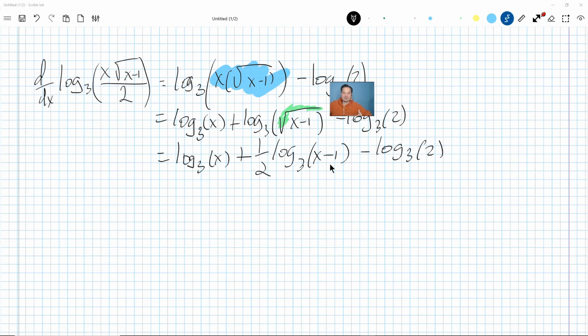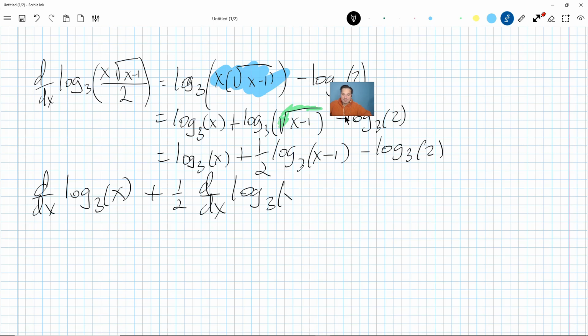And now what I can do is differentiate this equivalent expression term by term. So let's go through that process. In other words, I'm going to say the derivative with respect to x of log base 3 of x, and it's going to be plus 1/2 the derivative with respect to x of log base 3 of x minus 1 minus the derivative with respect to x this way of log base 3 of 2.